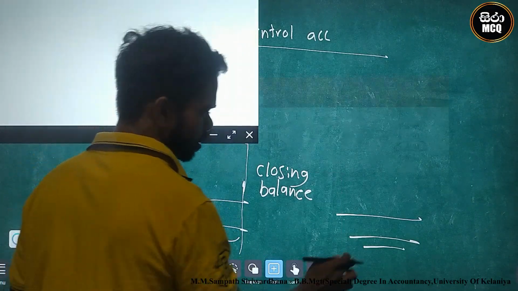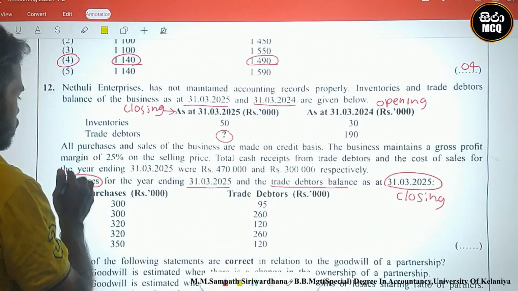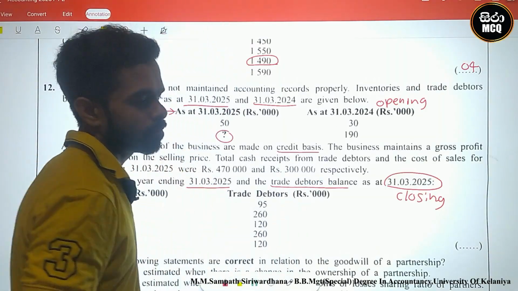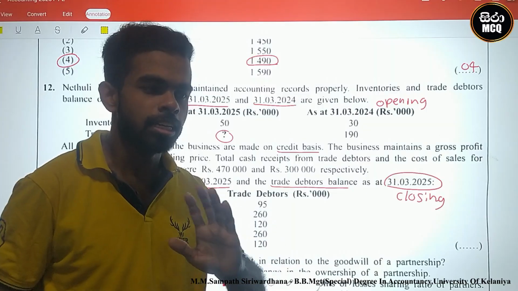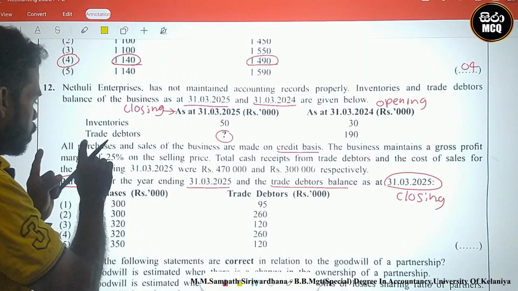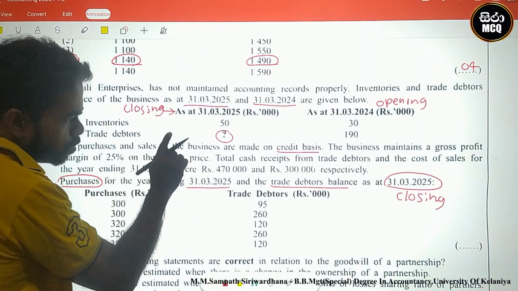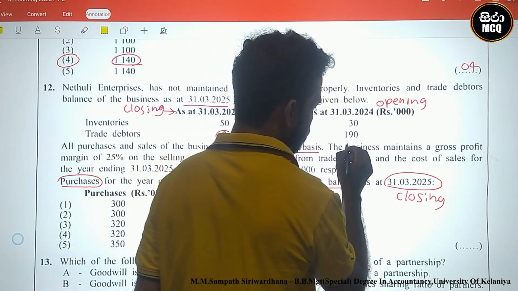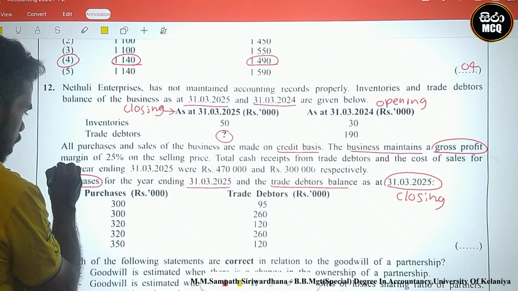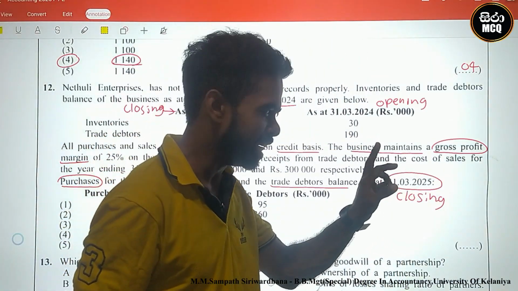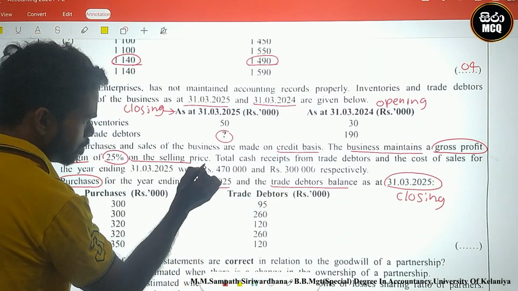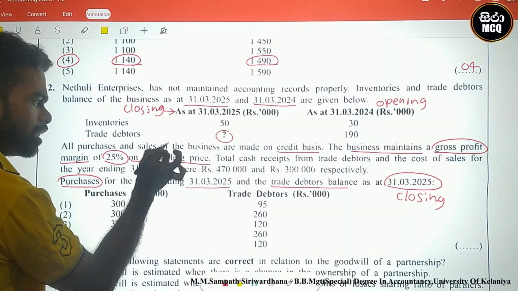And second one, look here: all purchases and sales of the business are made on credit basis. This means all sales are credit sales, and all purchases are credit purchases. Look here, the business maintains a gross profit margin of 25% on the selling price.